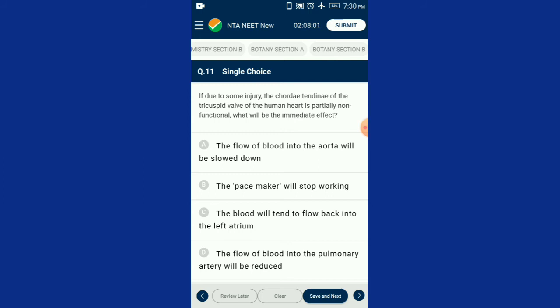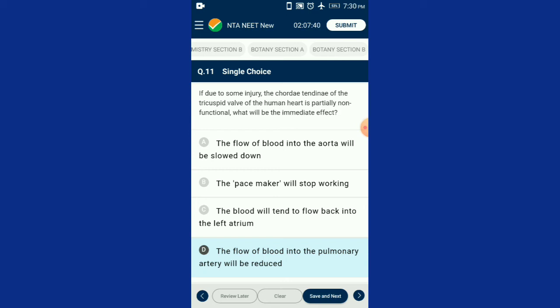Question number 11. If due to some injury, the chordae tendineae of the tricuspid valve of the human heart is partially non-functional, what will be the immediate effect? The immediate effect is that the flow of blood into the pulmonary artery will be reduced. If chordae tendineae of the tricuspid valve becomes partially non-functional due to injury, then the flow of blood into the pulmonary artery will be reduced. The chordae tendineae are a group of string-like tendinous bands found within both ventricles of the heart.